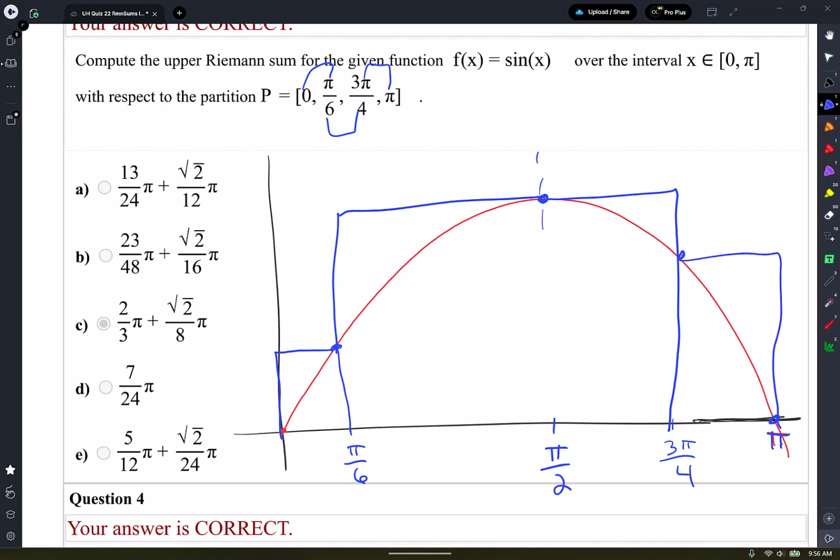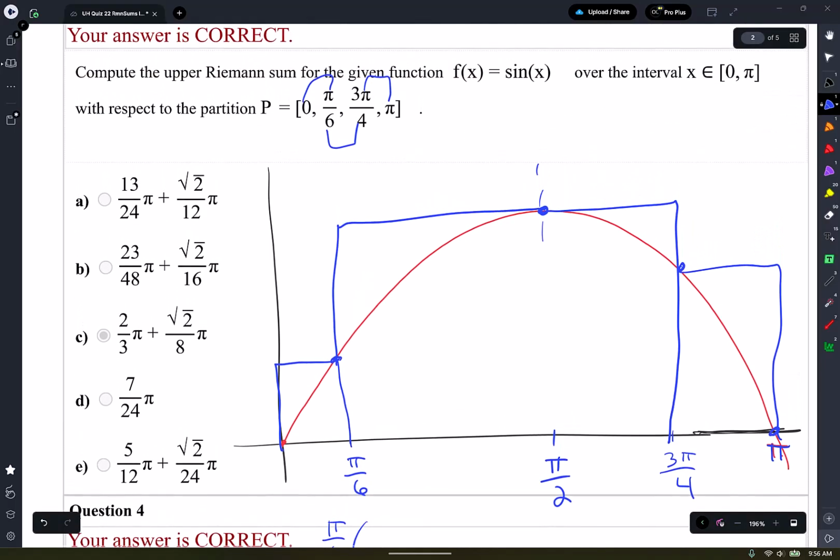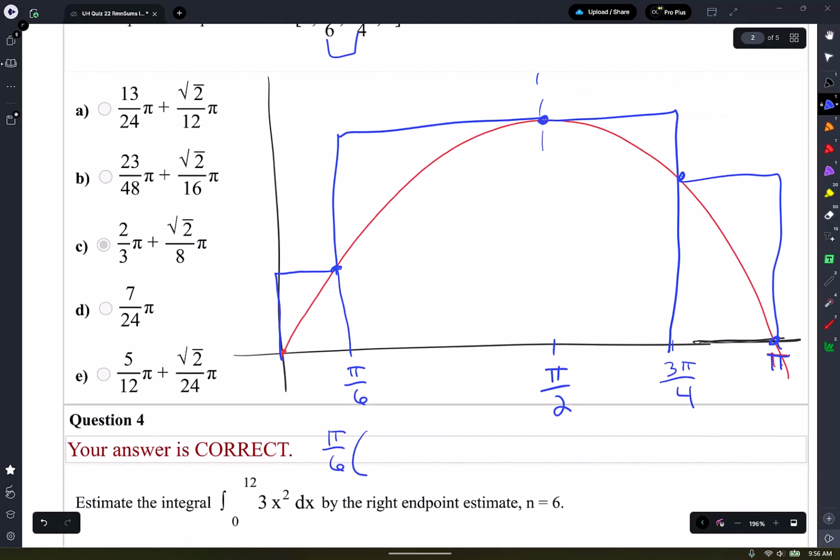So now they're going to make me calculate 3 rectangles. That's not a big deal because we know a little bit about that. All right, so delta x times the height. So between 0 and pi over 6, delta x is pi over 6. And then the height is dictated by sine of x. So what's sine of pi over 6? 1/2. Sine of pi over 6 is a half.